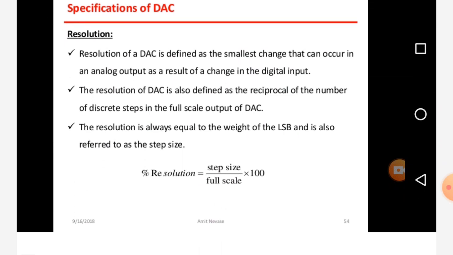The resolution of DAC is also defined as the reciprocal of the number of discrete steps in the full scale output of DAC. The resolution is always equal to the weight of the LSB and is also referred to as the step size. Percentage of resolution is equal to step size upon full scale into 100.